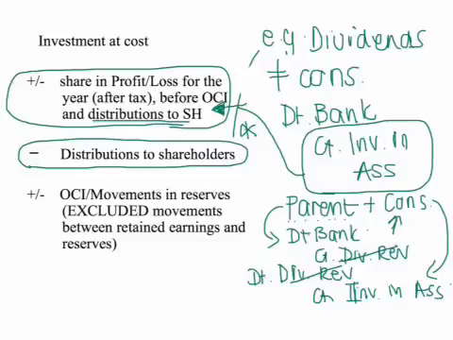Okay, so any distributions to shareholders are adjusted for because we've already included our share of the earnings before the distributions were made.